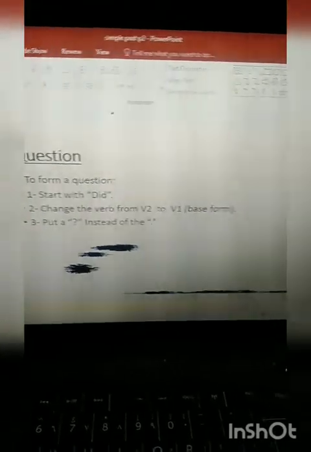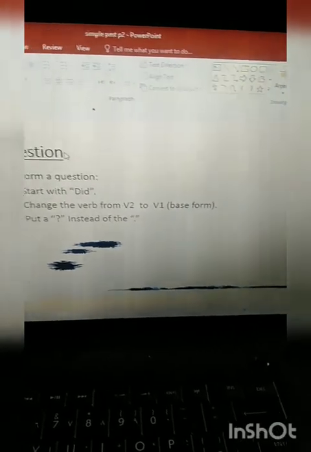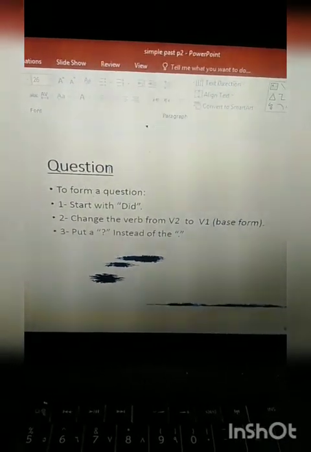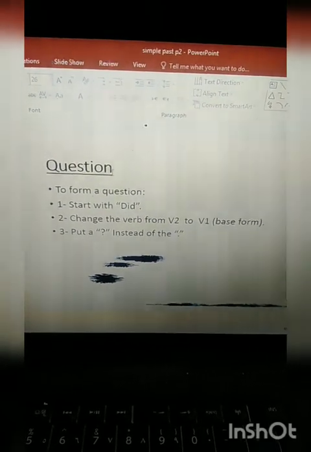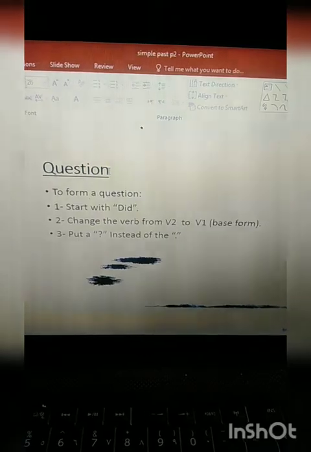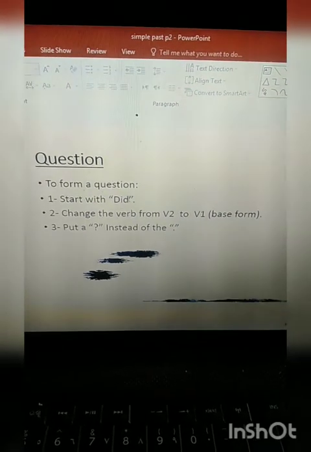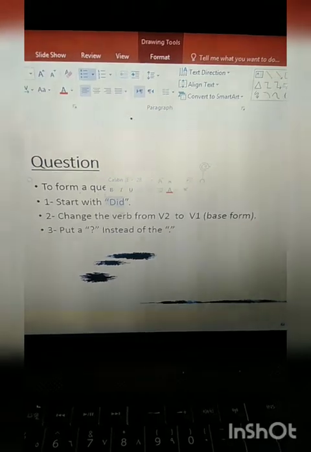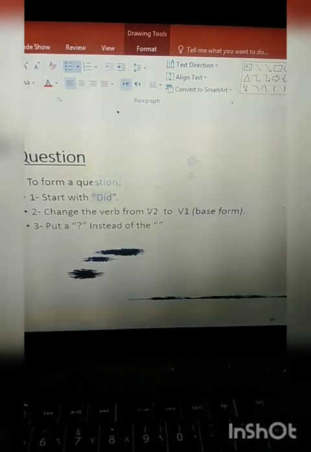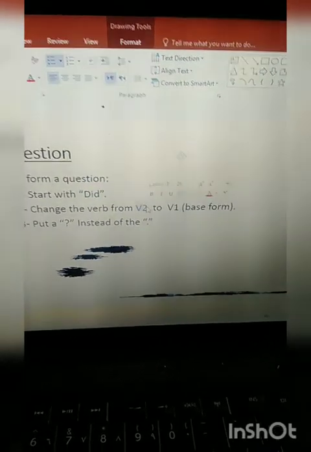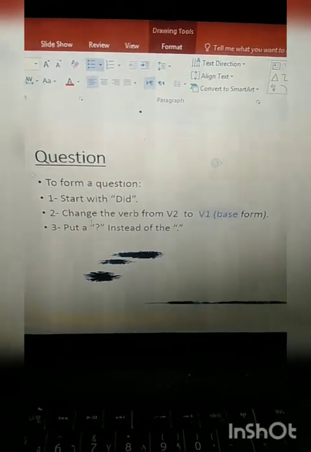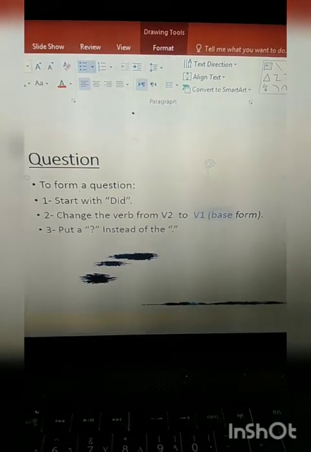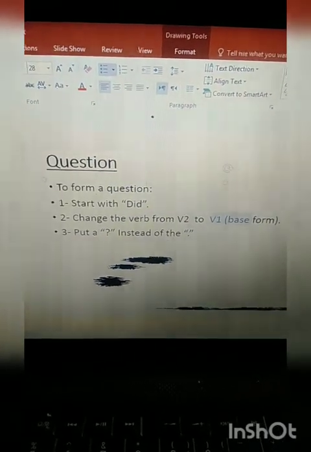What about the question, or the interrogative? We form questions in the simple past tense in 3 steps. We start with did. We change the verb from the past form, which is verb 2, to verb 1, which is the base form of the verb. And the third step, we put the question mark instead of the full stop.